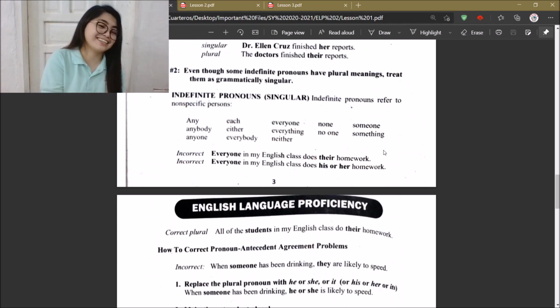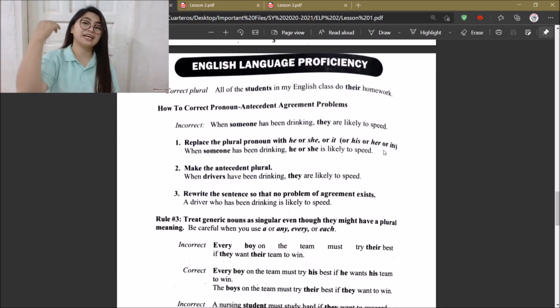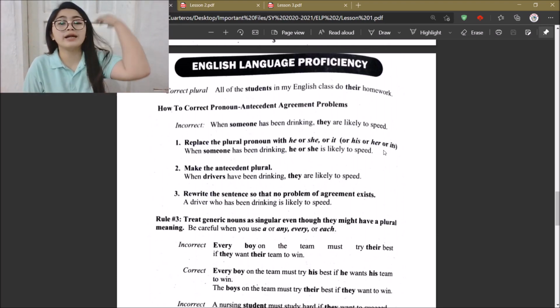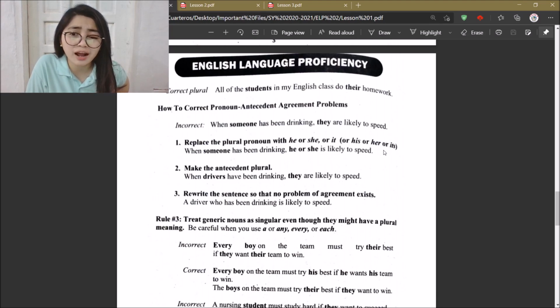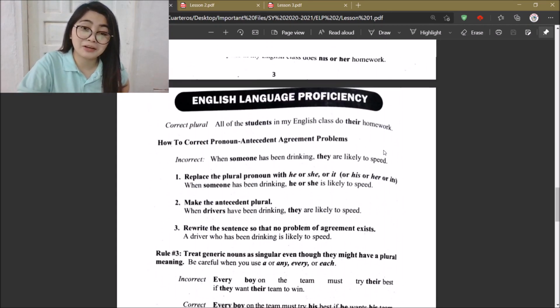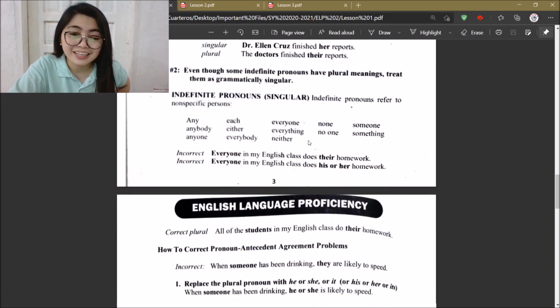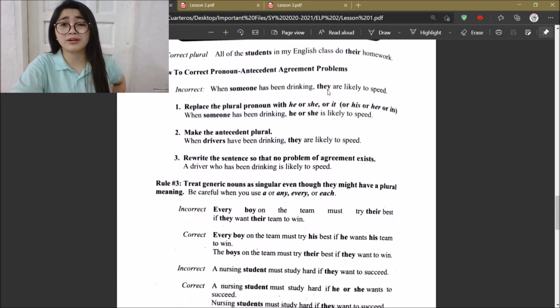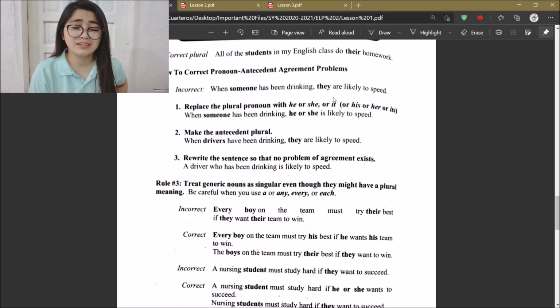So, sana clear, okay? Let's move on to how do we correct pronoun antecedent agreement problems. So, ayan, we have the example here, incorrect. When someone has been drinking, they are likely to speed. Ma'am, bakit siya mali? Balik ulit tayo sa rule number 2. Ano yung someone ulit? So, someone, it should be in singular. Right? So, yung nandun sa sentence natin, ang ginamit niyang pronoun ay they. They is a pluralized pronoun. So, plural pronoun siya. So, mali.